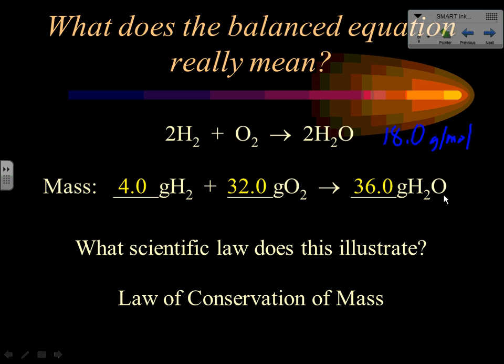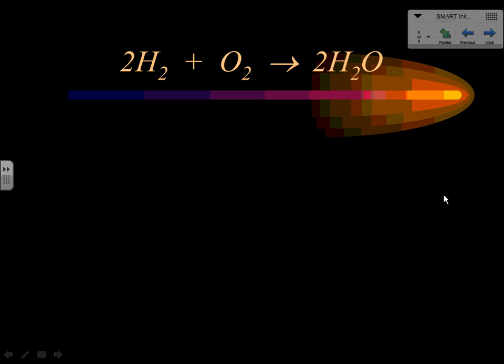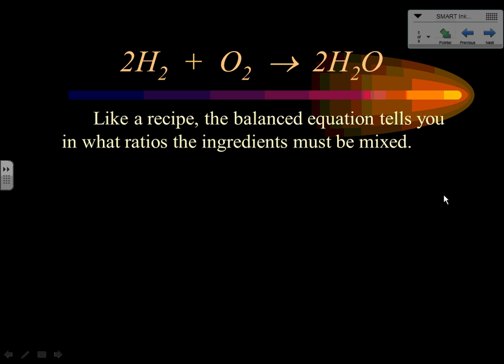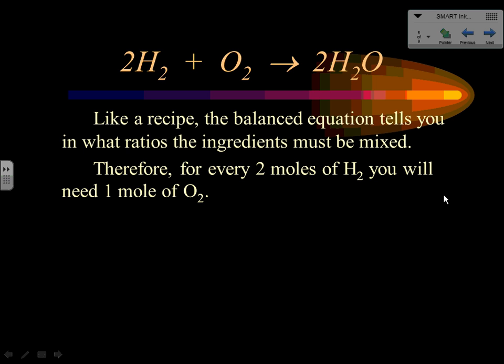So if we used up 4.0 and 32.0, it should make sense that we should get 36.0, because we can't create or destroy atoms in ordinary chemical and physical reactions. So that makes sense based on the law of conservation of matter. Now, like a recipe, because I mentioned equations are like recipes earlier, the balanced equation tells you in what ratios the ingredients must be mixed. For every 2 moles of hydrogen, you will need 1 mole of oxygen.